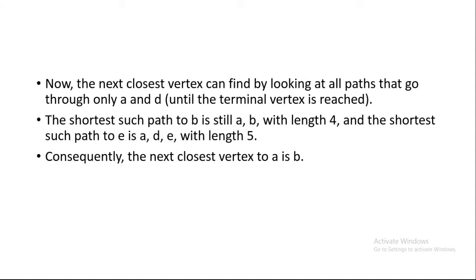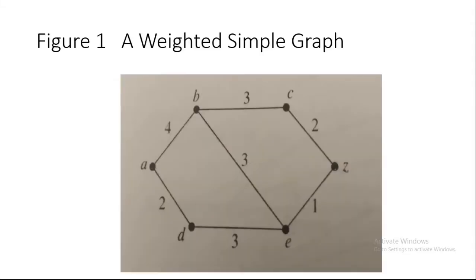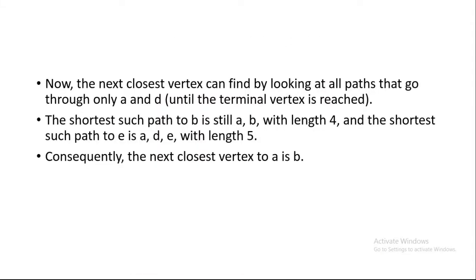Now we have to find all the paths that go through only A and D until the terminal vertex is reached. Then the shortest such path to B is still AB with length 4. And the shortest such path to E is ADE with length 5.